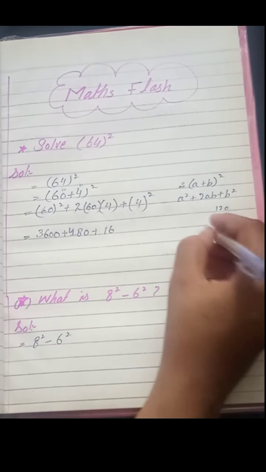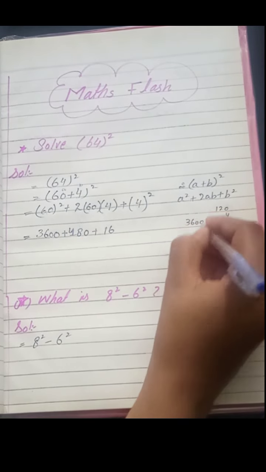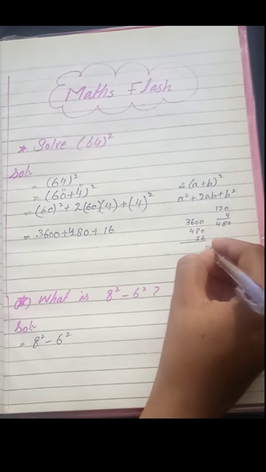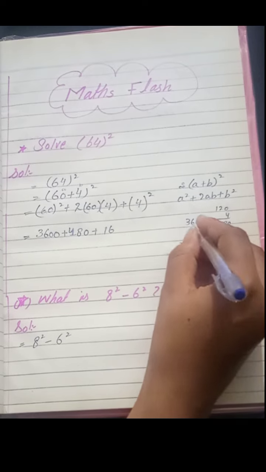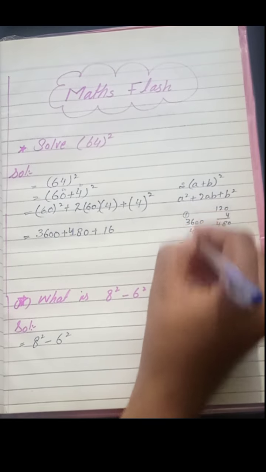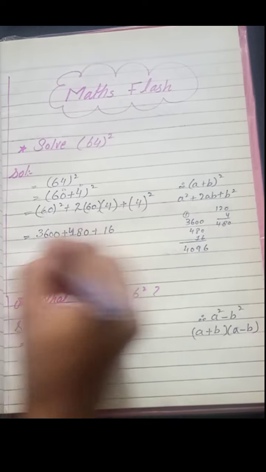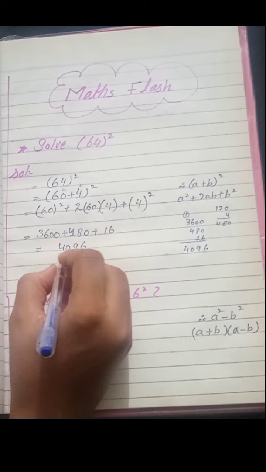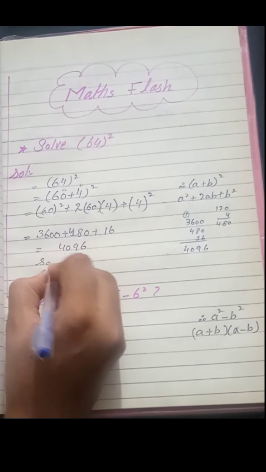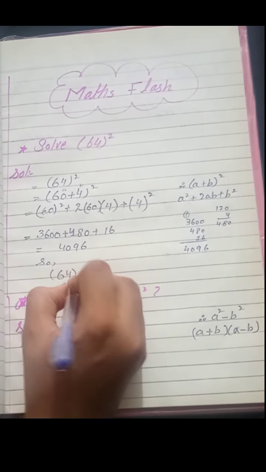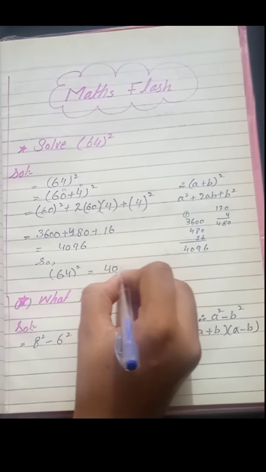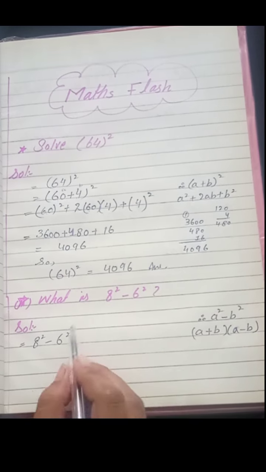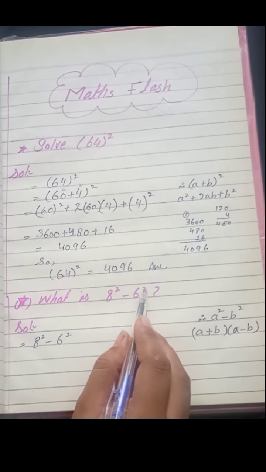Now we add the values: 3600 plus 480 plus 16. 6 and 8 is 14, and 1 is 9... 6 and 4 is 10, we have 1 carry, then 3 plus 1 is 4. It means that we have 4096. So the square of 64 is 4096.